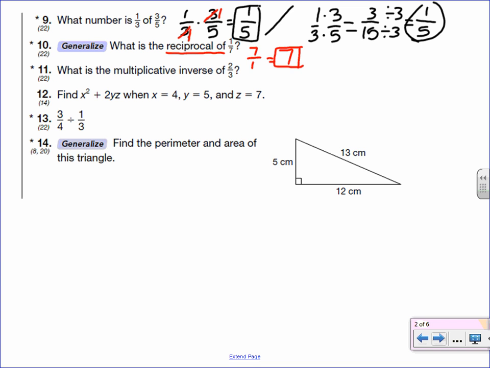What is the multiplicative inverse of 2/3? Multiplicative inverse is the exact same thing as the reciprocal. They mean the same thing. You find them the same way. So if I'm going to find the multiplicative inverse of 2/3, I flip the 2 and the 3. So it's 3/2. And typically when you give a multiplicative inverse, you would give it in an improper fraction like that. But you could also say that that is 1 and 1/2.